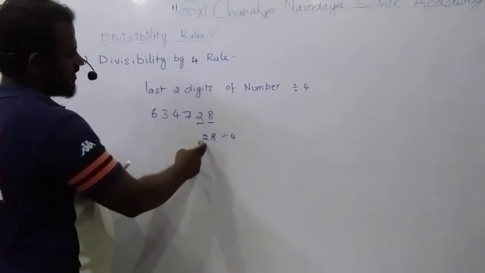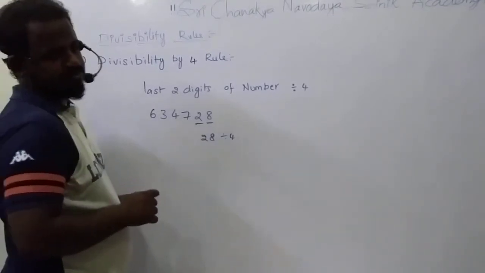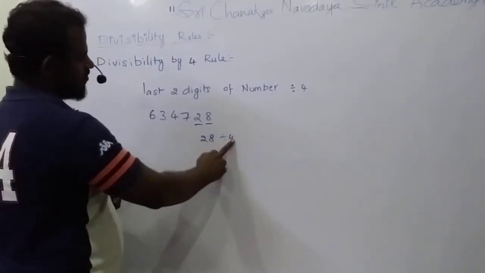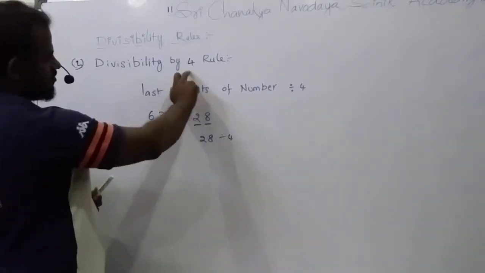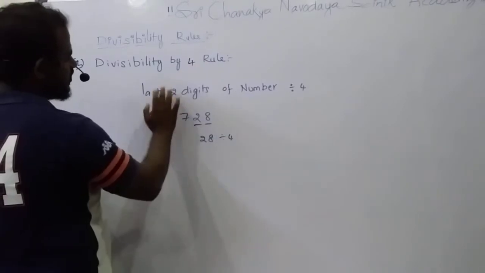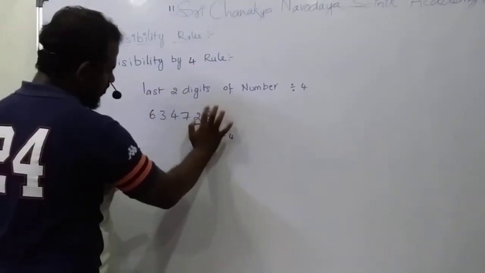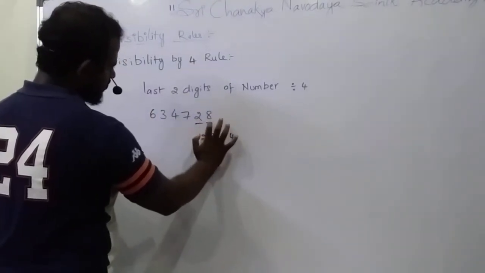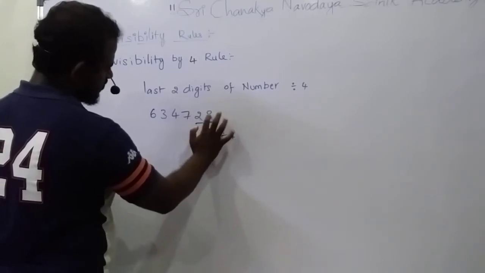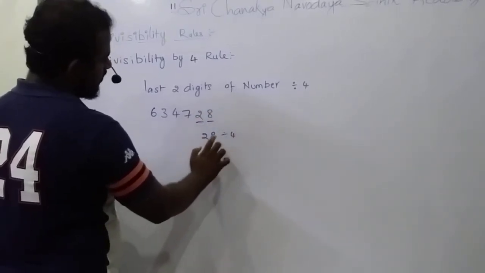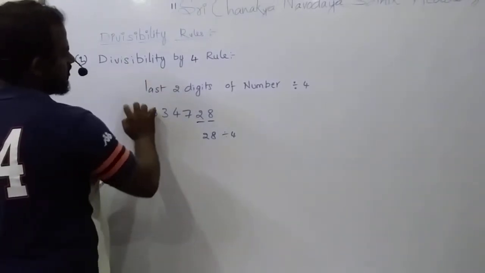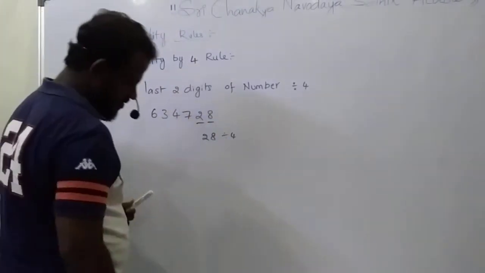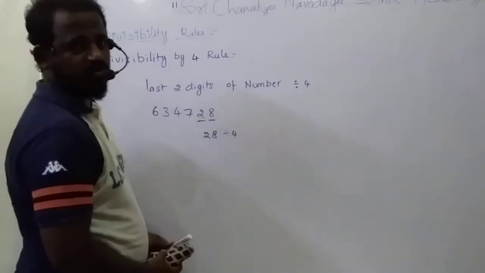Is 28 divisible by 4? Yes. 28 will go in the 4 table. So 28 is divisible by 4, so this 6 digit number is also divisible by 4. So what is the divisibility by 4 rule criteria? In the given number, we will look at the last 2 digits, the ones place and tens place. If this 2 digit number is divisible by 4, then we will say this big number is also divisible by 4. This is about divisibility by 4 rule.